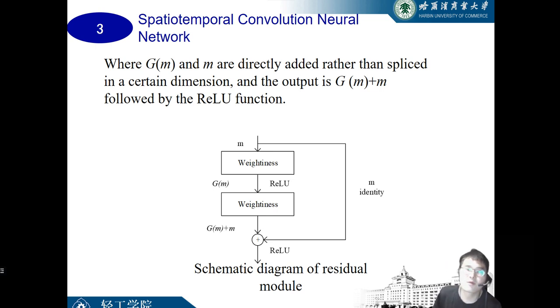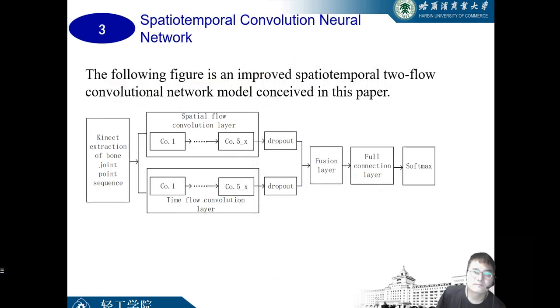so we add residual networks to solve their programs. This picture is a schematic diagram of residual model. The following picture is an improved spatial temporal two-fold follow convolutional network model conceived in this paper.